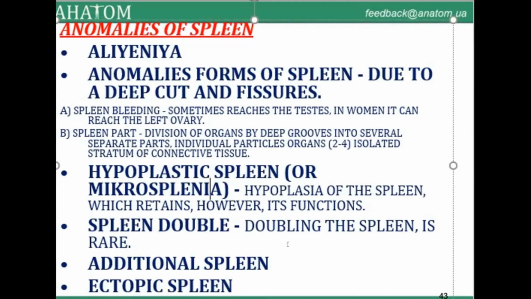Spleen doubling is rare. It may present as two spleens in one region and in a different region. There is also an additional spleen and an ectopic spleen. An ectopic spleen may connect with some disorders, for example when organs are mirror located: the spleen located in the right region of the abdominal cavity and the liver on the left. It's located in a mirror, some organs in an organism.